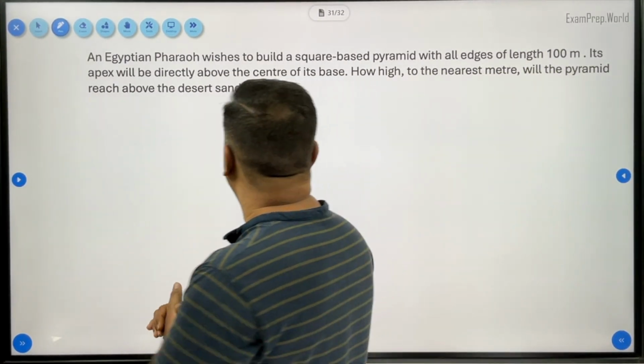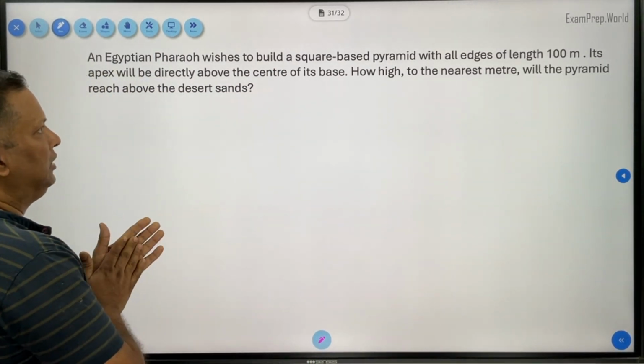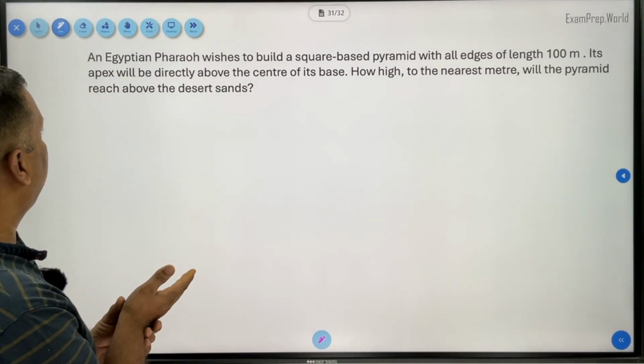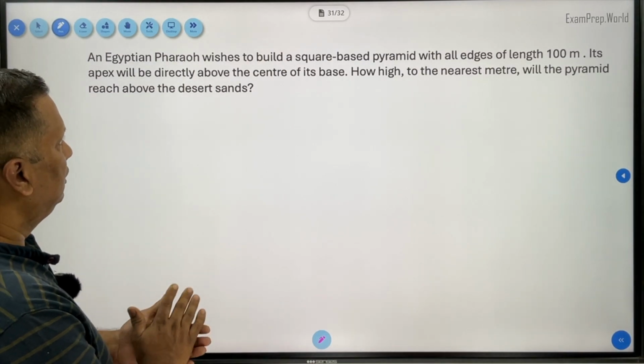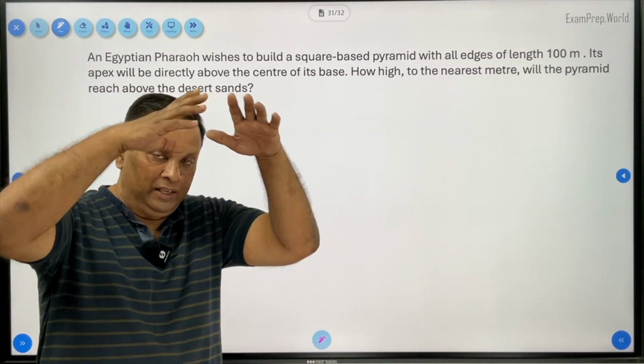An Egyptian pharaoh wishes to build a square base pyramid with all the edges of length 100 meters. Its apex will be directly above the center of its base. Now all are 100. That means the base is 100 and the slant is also 100.